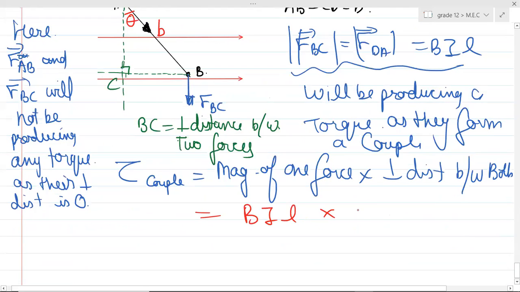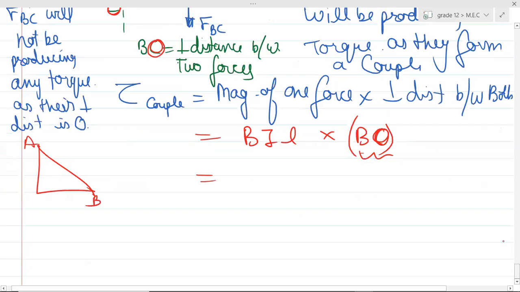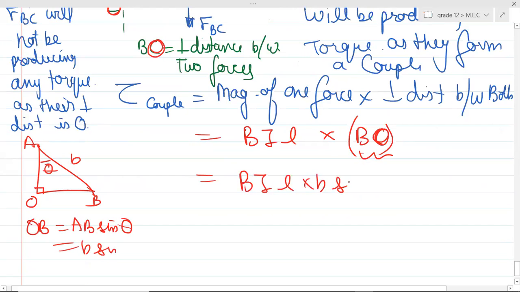I is in multiplied by BC. Hey guys, let's not name it as C. Let's name it as O. Why? Because C is the point on the loop, right? This will be D, this will be theta, hence OB will be equal to AB sine theta, which is b sine theta. So I'll write this as B into I N sine theta.